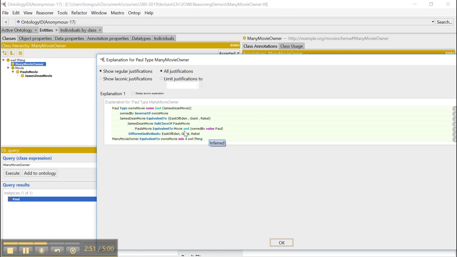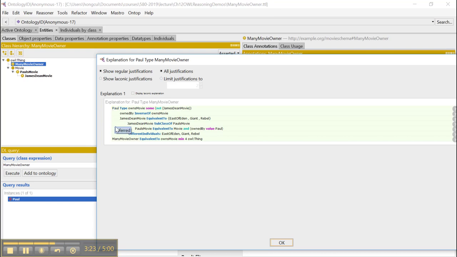Remember the some values from? Here. Oh, by the way, this is actually Manchester syntax. You have the property, then the keyword, which is either some or only, corresponding to some values from and all values from, and not is complement of. So this is basically the Manchester syntax that we're using here.